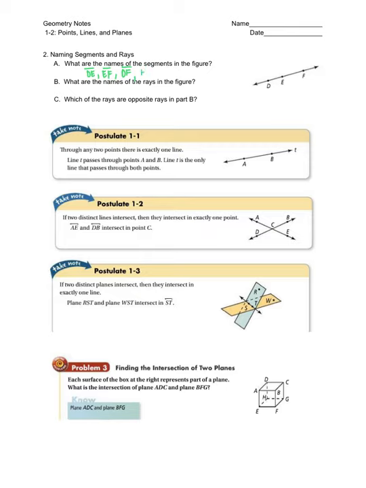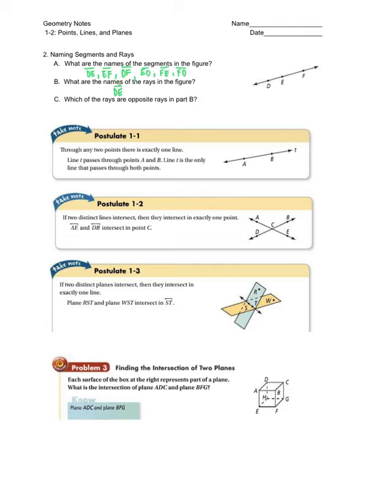DE is the same thing as ED. EF is the same thing as FE. And then DF is the same thing as FD. Okay, and that's going to be all our segments. And then the next thing we're going to do is look at the rays.